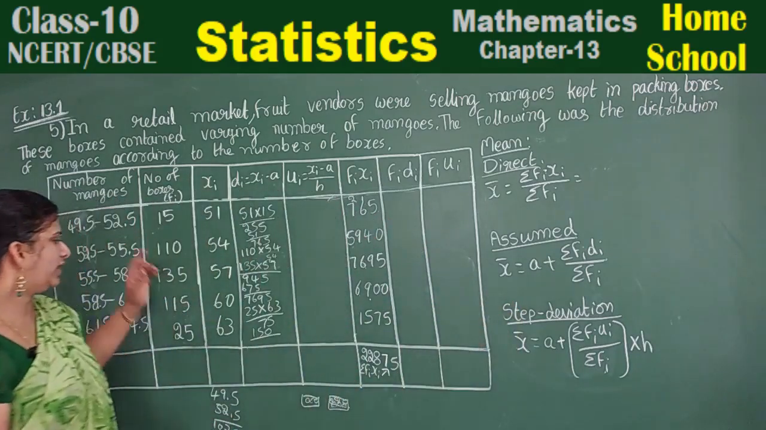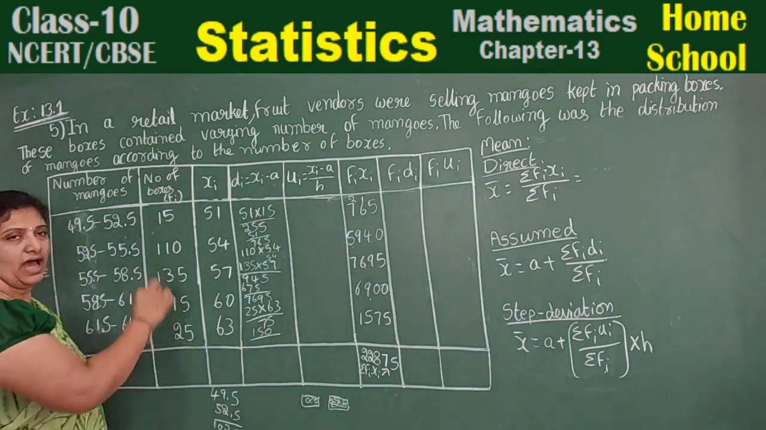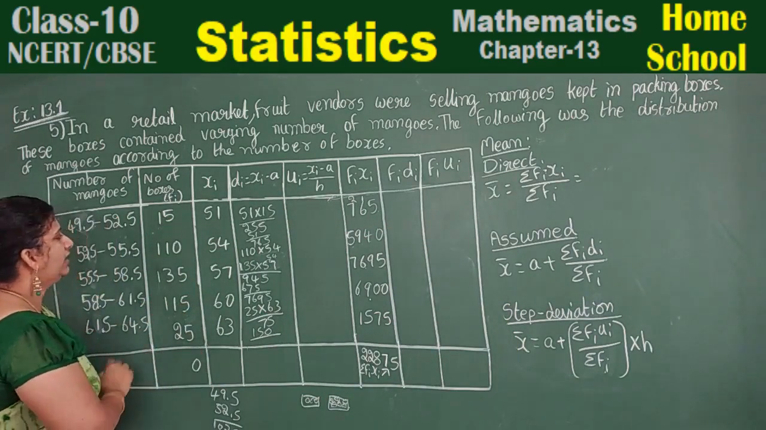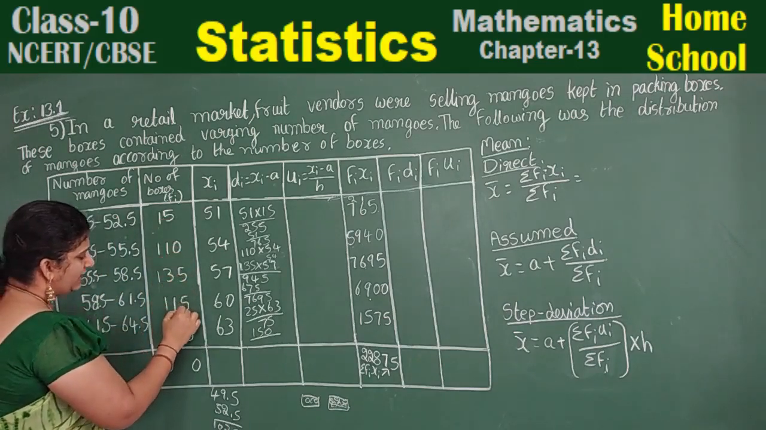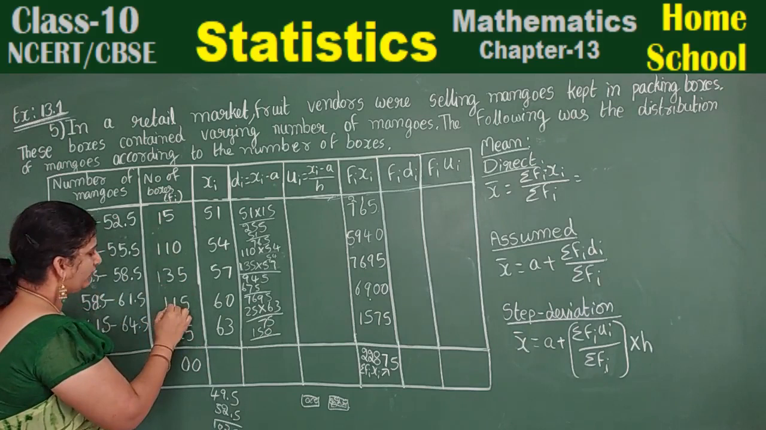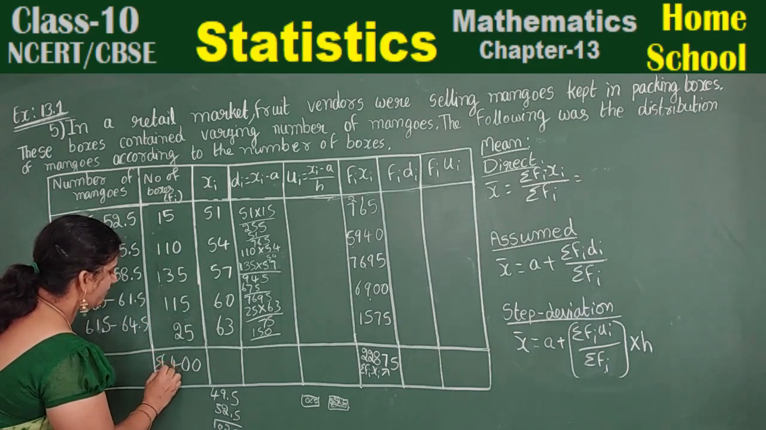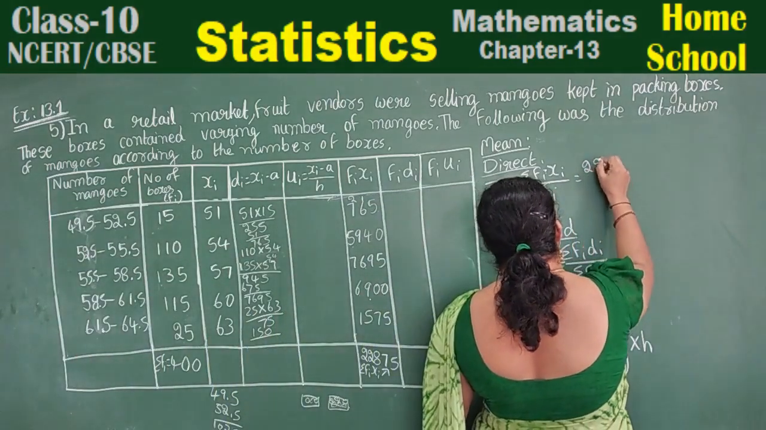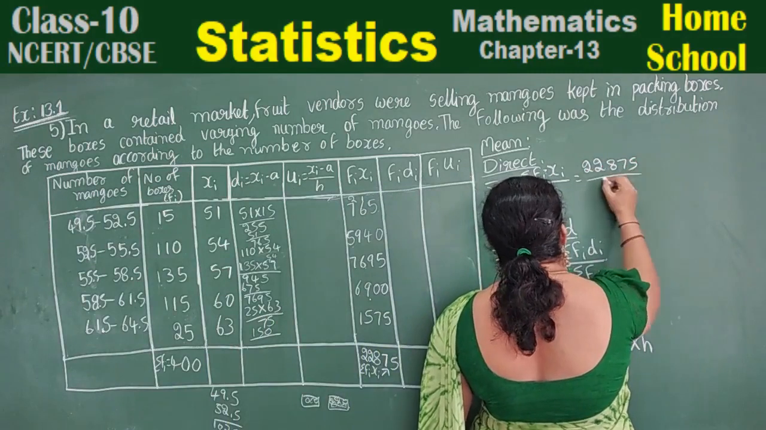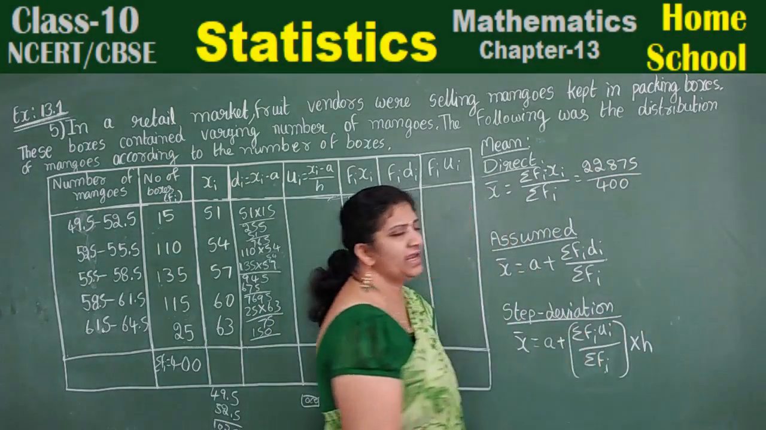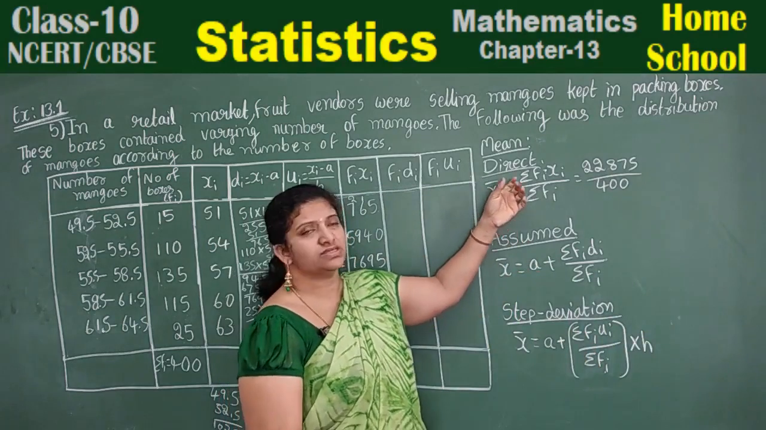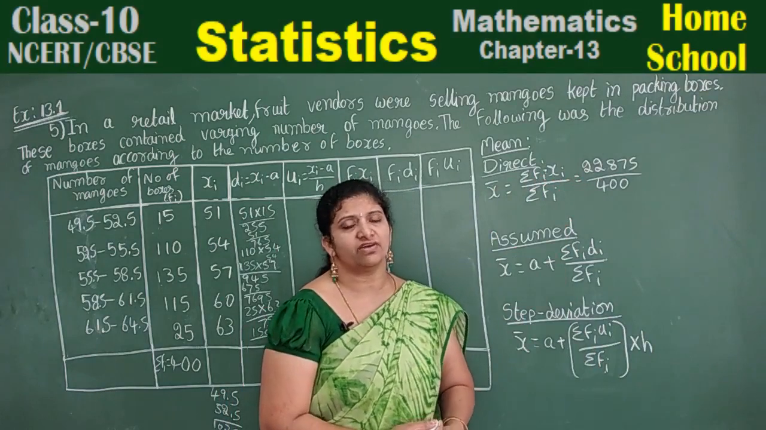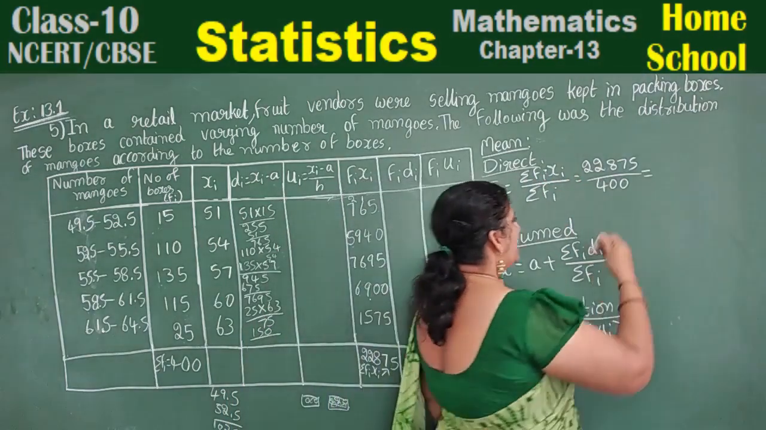And one more thing we need to do here: add all the frequencies. 15 plus 110 plus 135 plus 115 plus 25, that is 400. Summation fi is equal to 400. Apply in the formula. Direct method mean formula: x bar is equal to summation fi xi by summation fi. That is 22,875 by 400. We can make this cancellation easy.